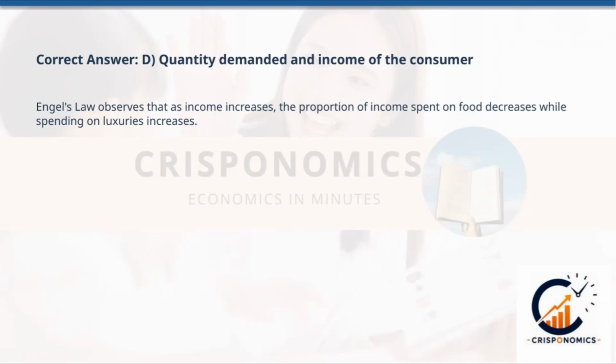Engel's law tells us something interesting about how people spend their money as they earn more. When income goes up, the share spent on food actually goes down. Instead, people start spending more on luxuries, things that aren't essential, but add comfort or pleasure. This idea helps us understand how changes in income affect what and how much consumers buy. It's all about the relationship between quantity demanded and the consumer's income.